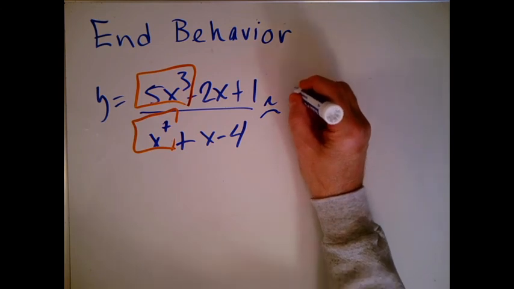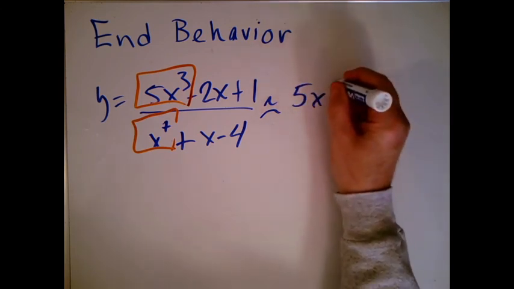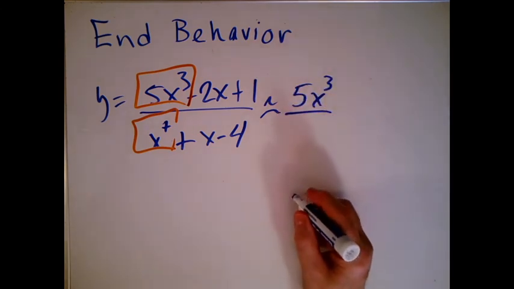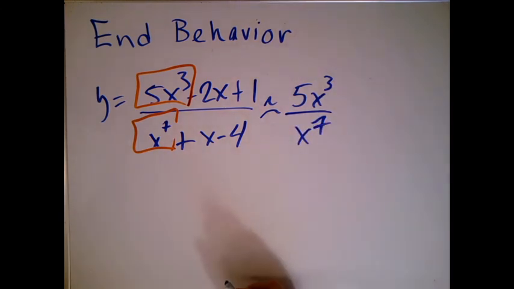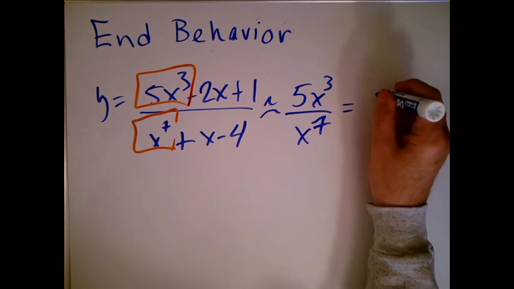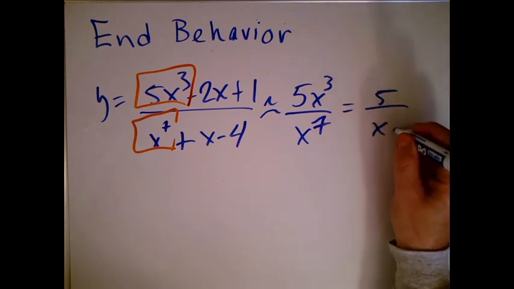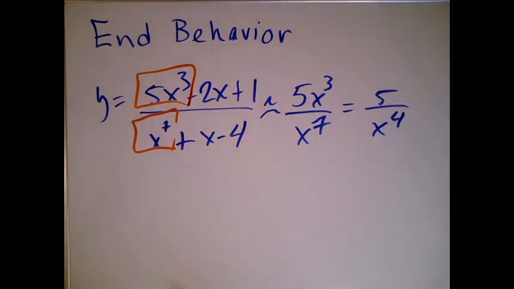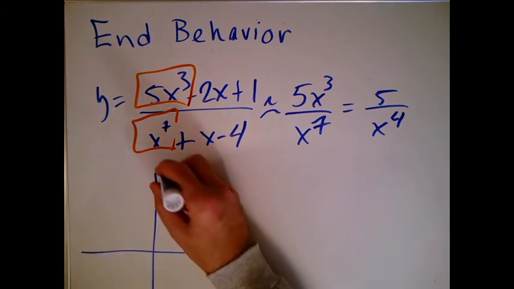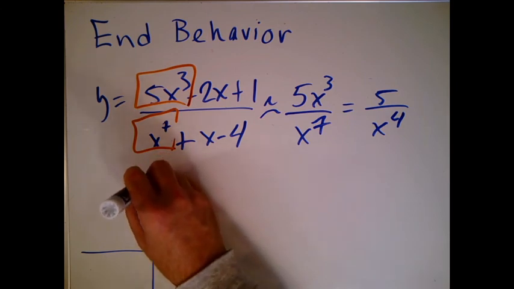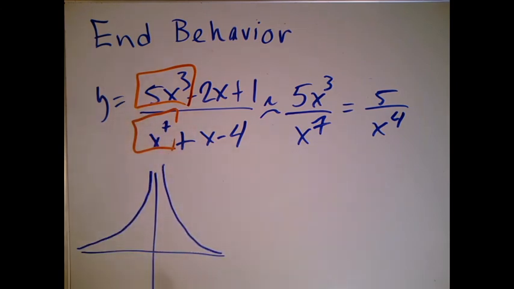This is not true about all that wiggly stuff in the middle. I know I keep saying that, but this only describes what's going on way to the right and way to the left. So I'm going to get something that looks like this. And then the x cubed cancels, and I get 5 over x to the 4th. Well, we know what that looks like. That's from our zoo of functions. It looks like this, and it looks like this. For what it's worth, in my calculus classes, I usually call it a volcano. You can call it what you want, but I think that's pretty apt.